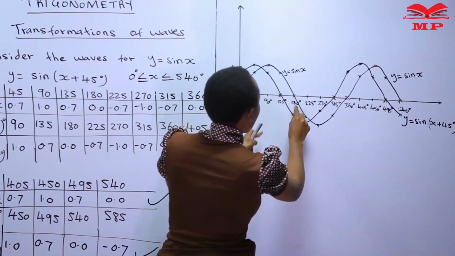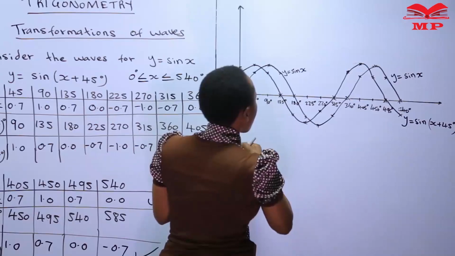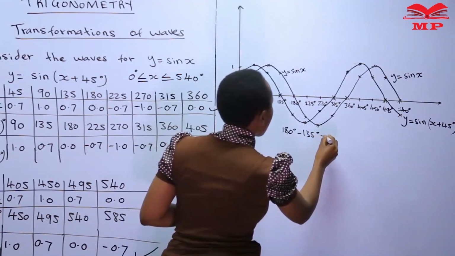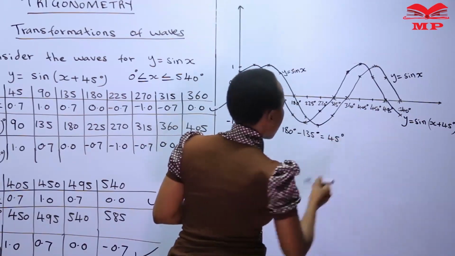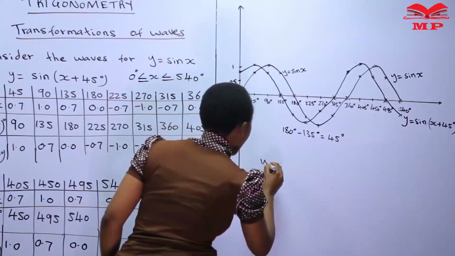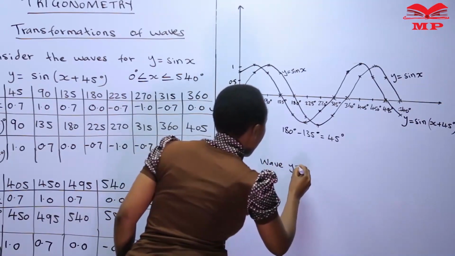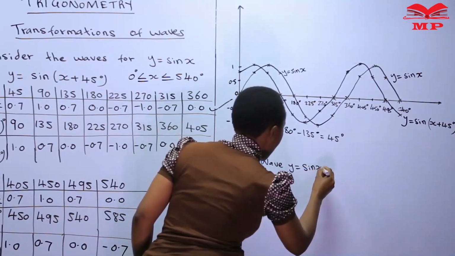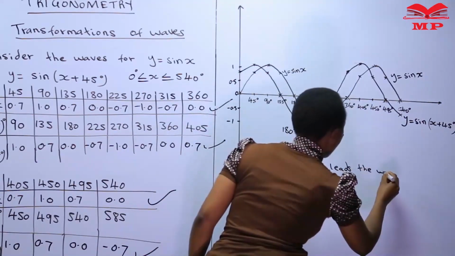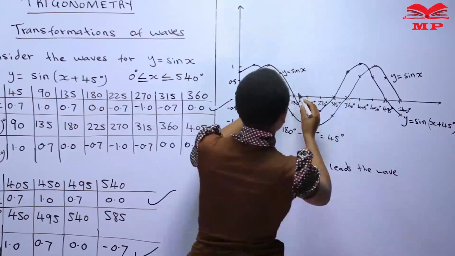The angle difference here is 180 minus 135, which is 45 degrees, and 180 minus 135 degrees, which is 45 degrees. So we can say that the curve or the wave y is equal to sine x leads the wave at any point. It's the one that is leading.